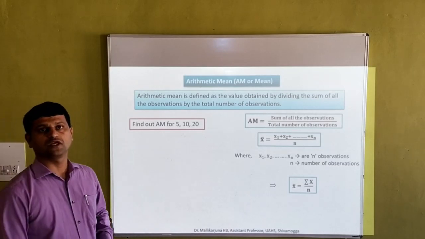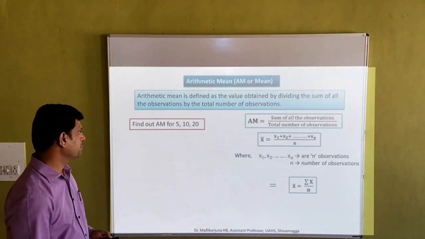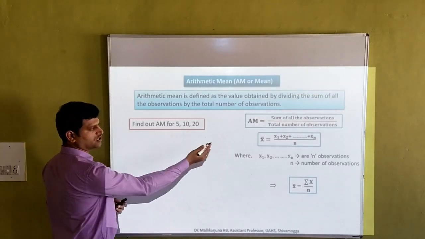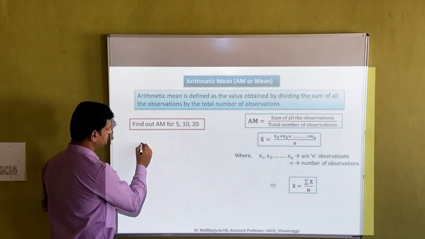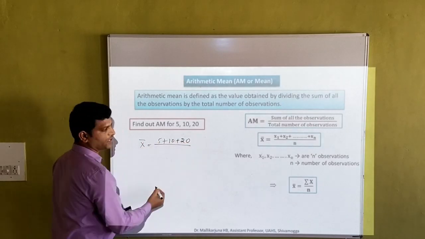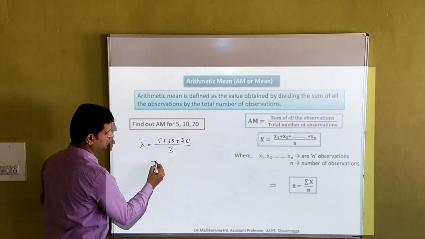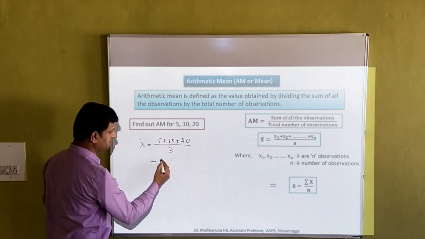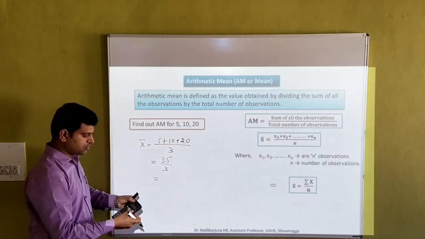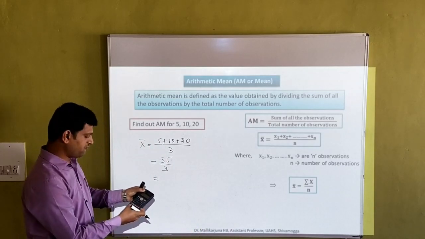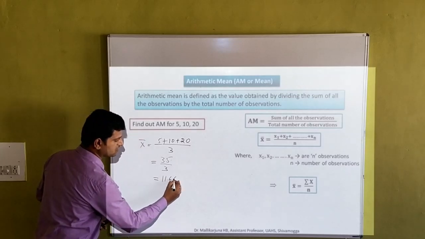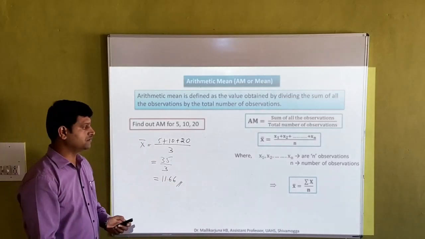Now find out the arithmetic mean for 5, 10, 20. Consider there are 3 observations. Sum of all the observations divided by the total number of observations. Using that formula, x bar is equal to 5 plus 10 plus 20 whole divided by the number of observations, which is 3. 5 plus 10 is 15, 15 plus 20 is 35. 35 divided by 3 is equal to 11.66. This is the arithmetic mean.